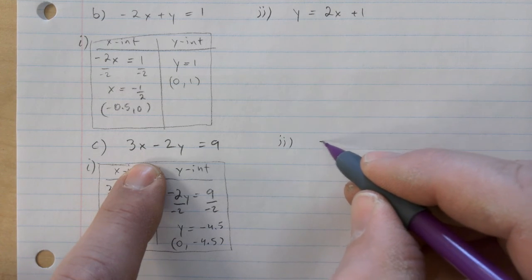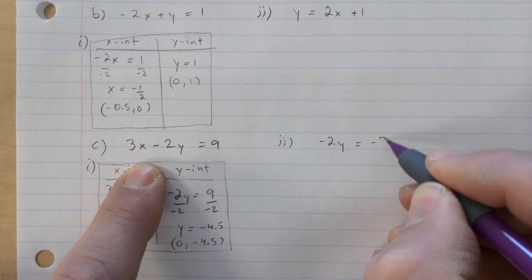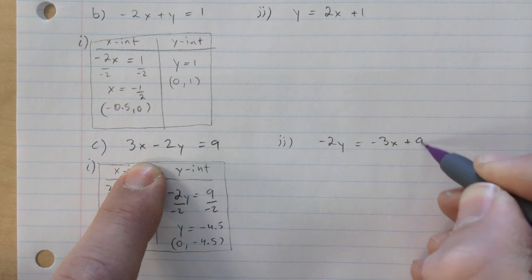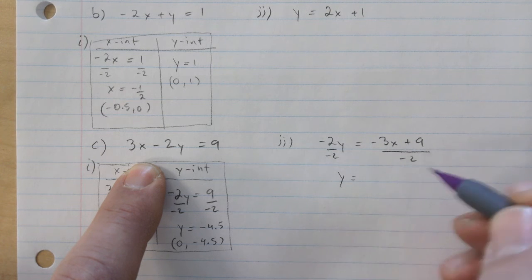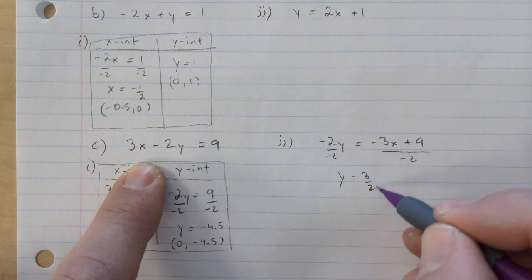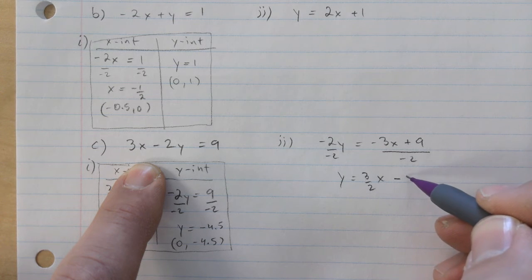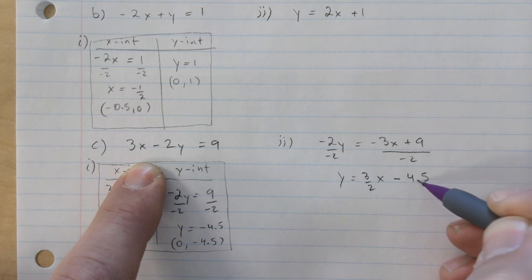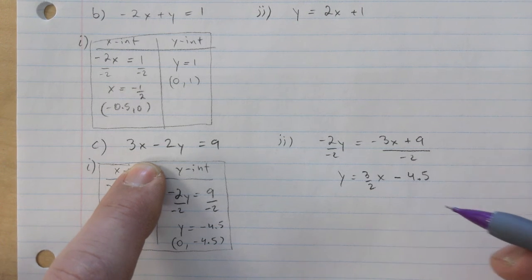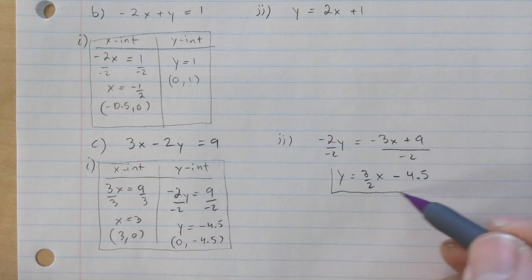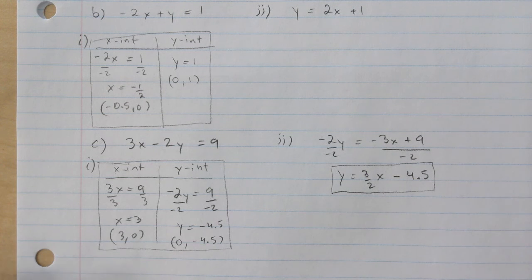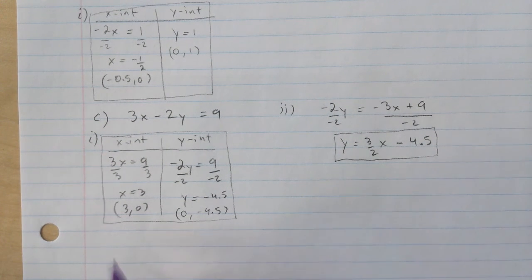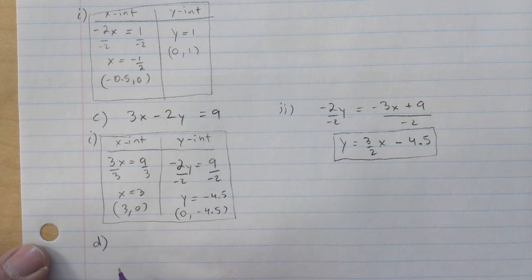Rewriting this, so it's 2y is equal to -3x plus 9. Divide both of them by -2. Y is equal to positive 3 over 2 x minus 4.5. Especially if it's a finite decimal, it's just fine to have a decimal there. If it's repeating decimals, I would prefer you keep it as a fraction when entering it into the calculator later on. Okay, that's for tomorrow.